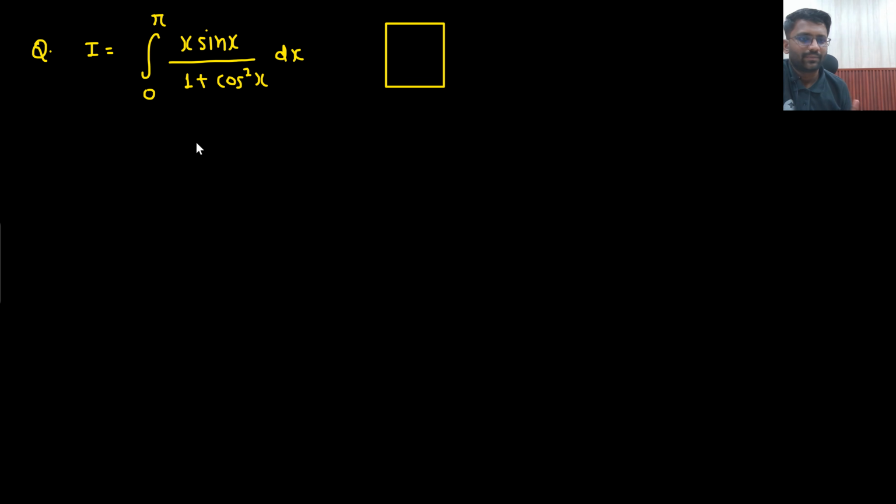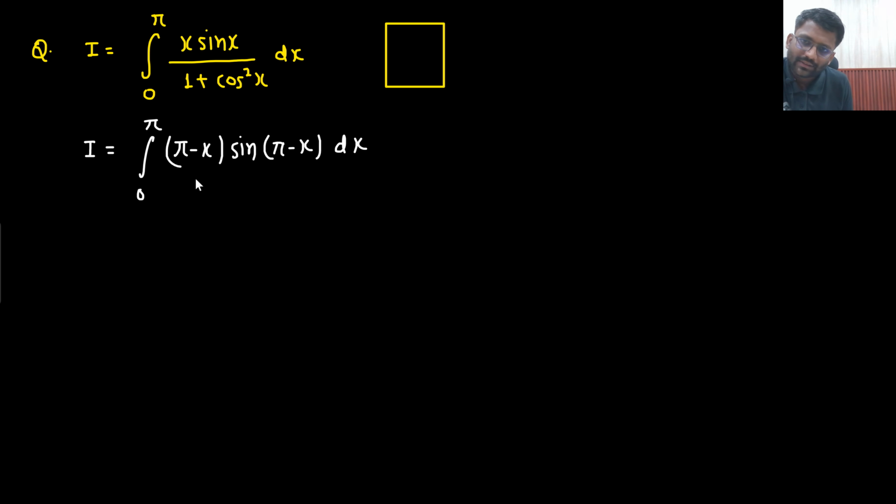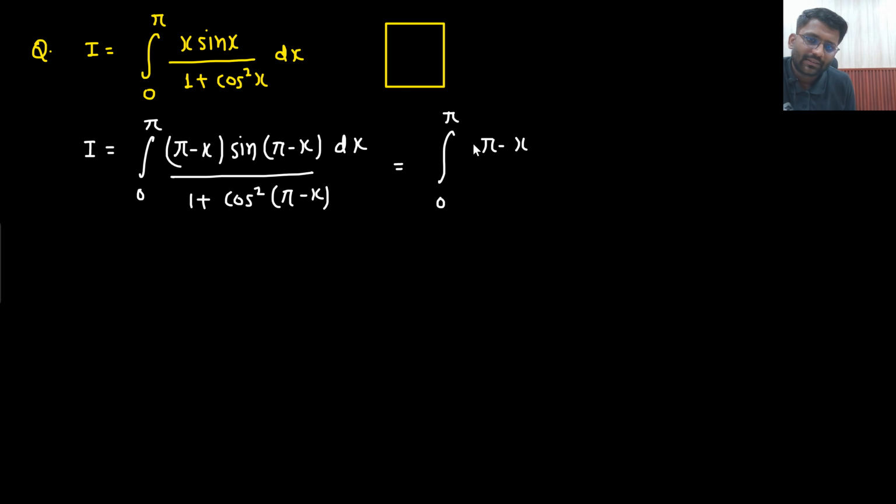This question we need to solve. Again, King's rule. One guy, that is king. King's rule. Pi minus x sine pi minus x dot dx upon 1 plus cos square pi minus x. 0 to pi minus x sine pi minus x. In which quadrant it will lie? It will go in the second quadrant, right? Say yes or no. All student, yeah. Second quadrant sine is positive.